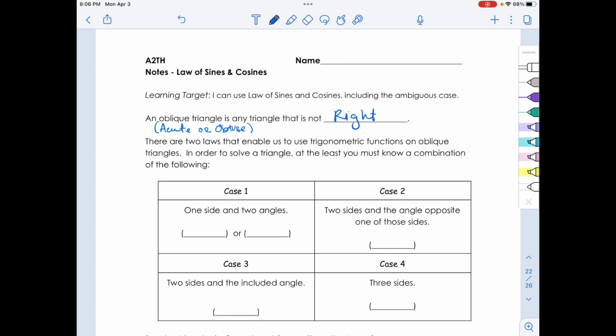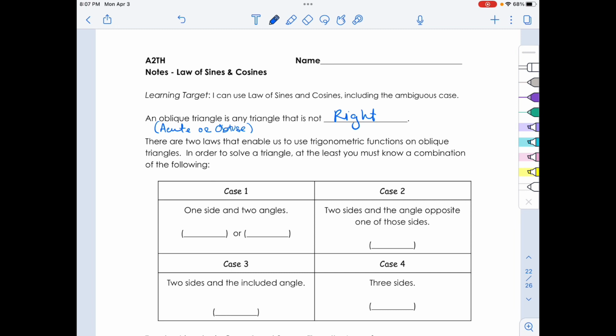We can't use regular trig with these. SOHCAHTOA only works when we know that we have a right angle. In order to be able to use law of sines or law of cosines, we have to know some very specific information about the triangle that we're working with.